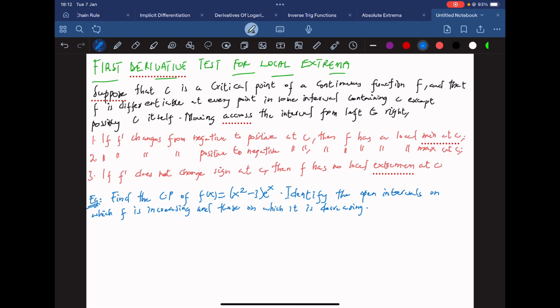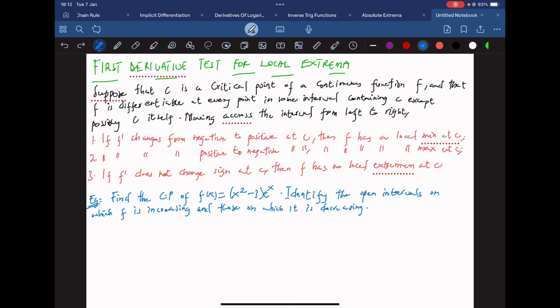So suppose that you have a C, which is a critical point of a continuous function f, and that f is differentiable at every point in some interval containing that critical point, except possibly C itself. Then moving across the interval from left to right, if f prime changes from negative to positive at C, then we say that the function has a local minimum at that critical point. If f prime changes from positive to negative, that is when we see that we have a local maximum. And if there is no change in sign, then the function has no local extremum. So in this case, it has no local maximum and no local minimum at the critical point.